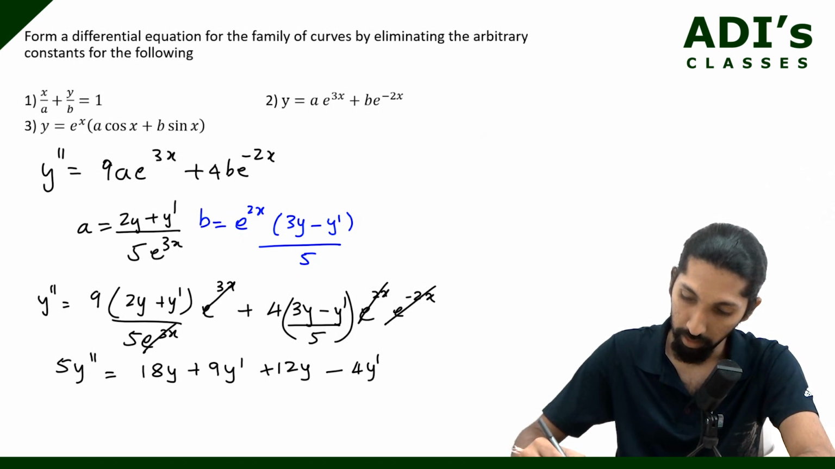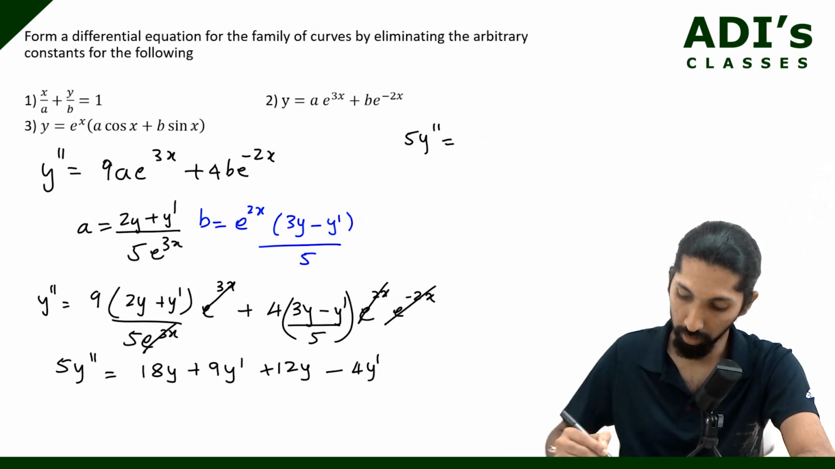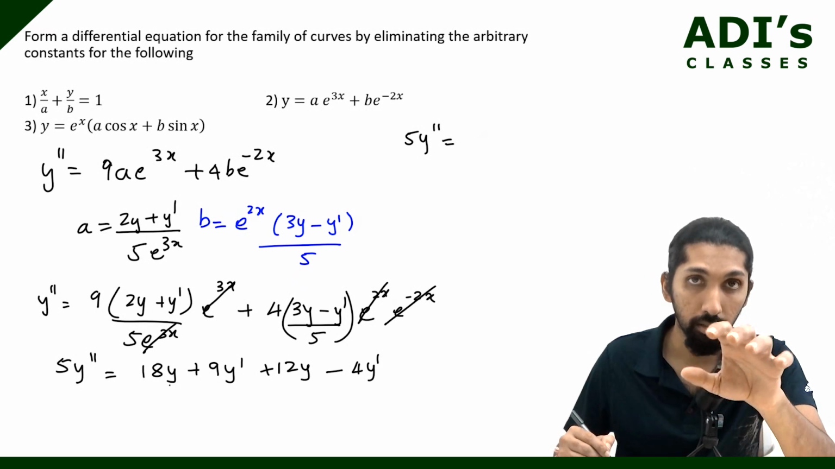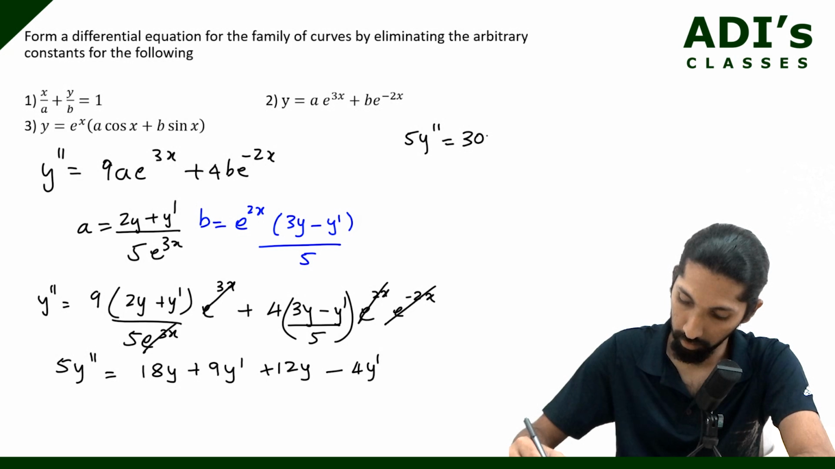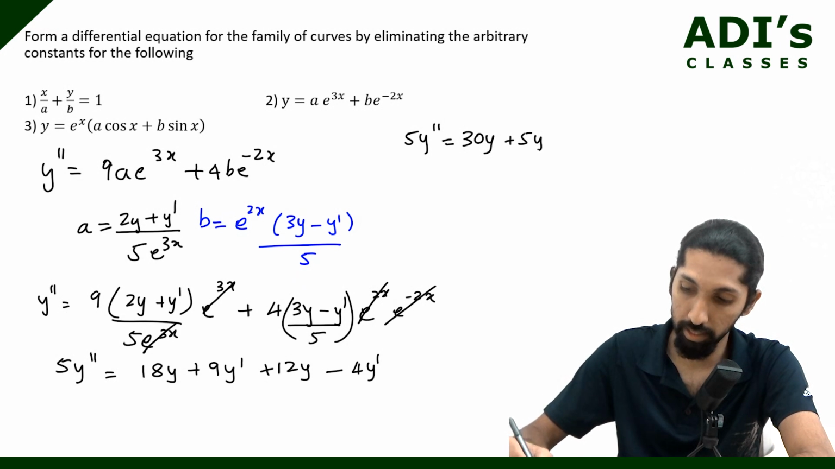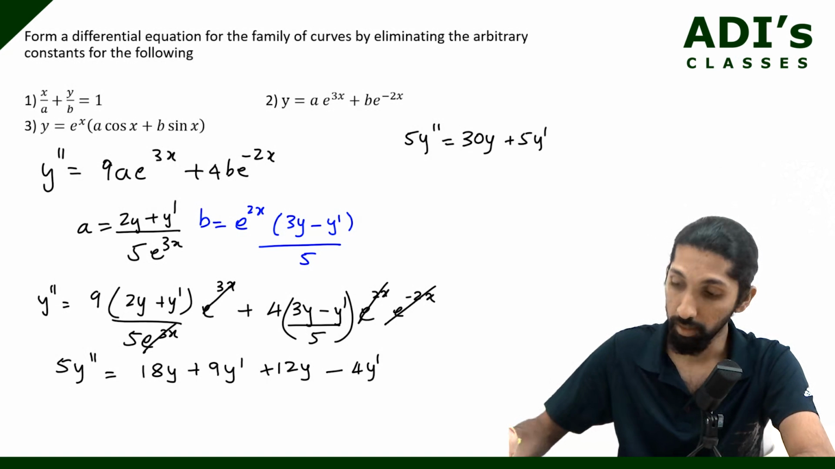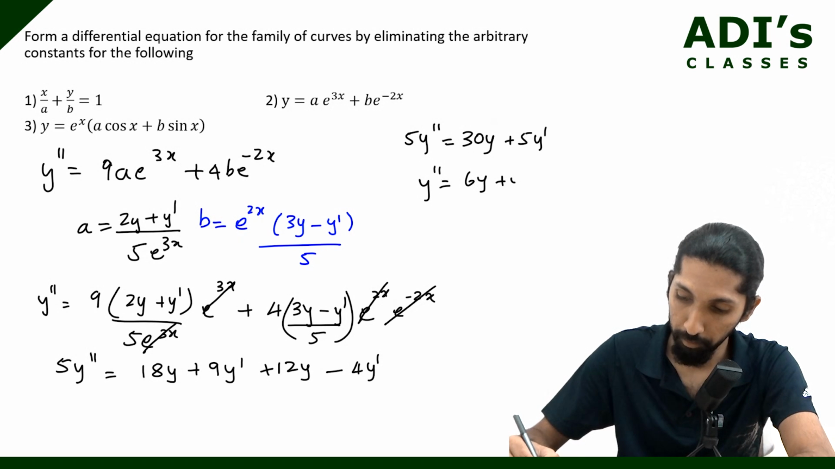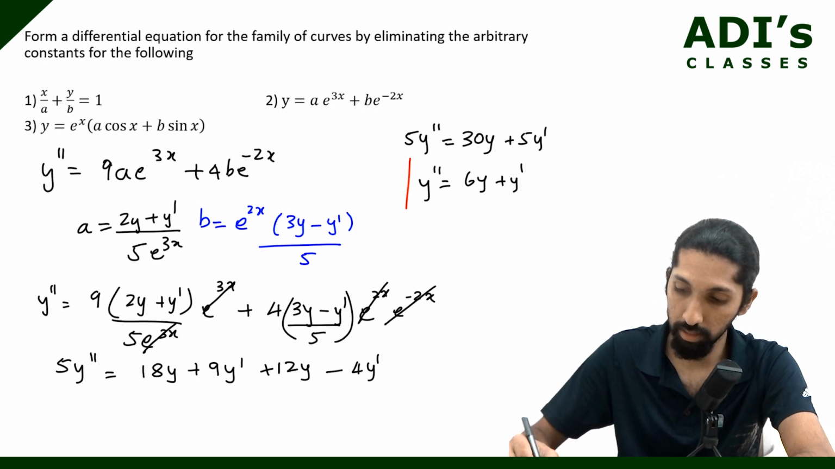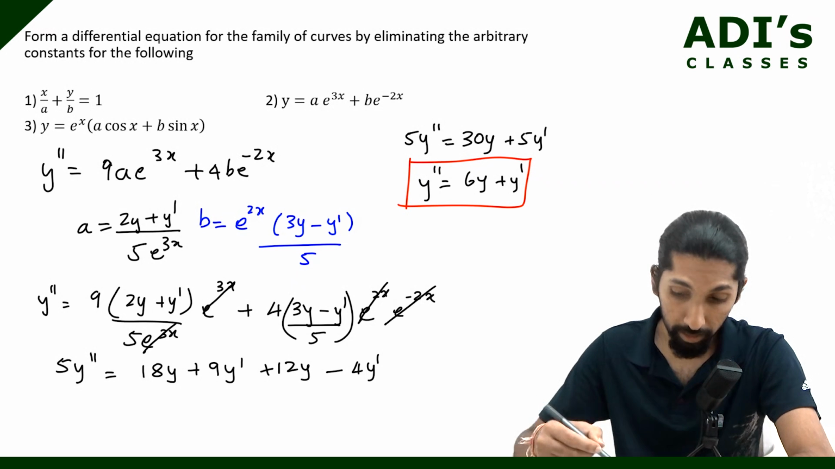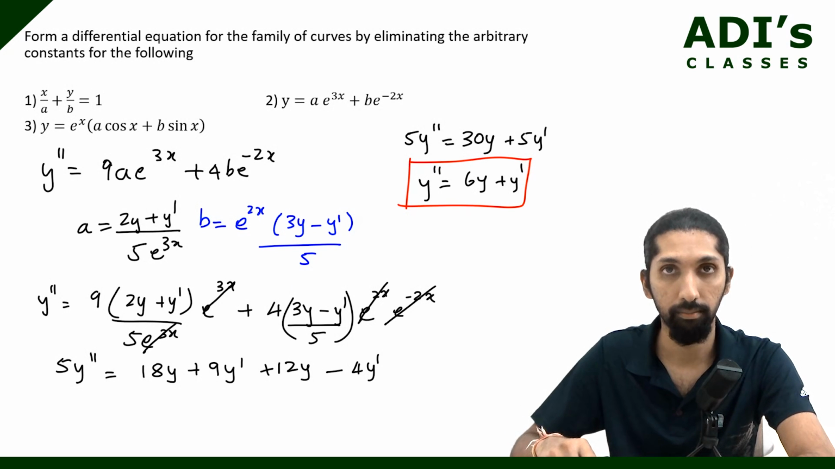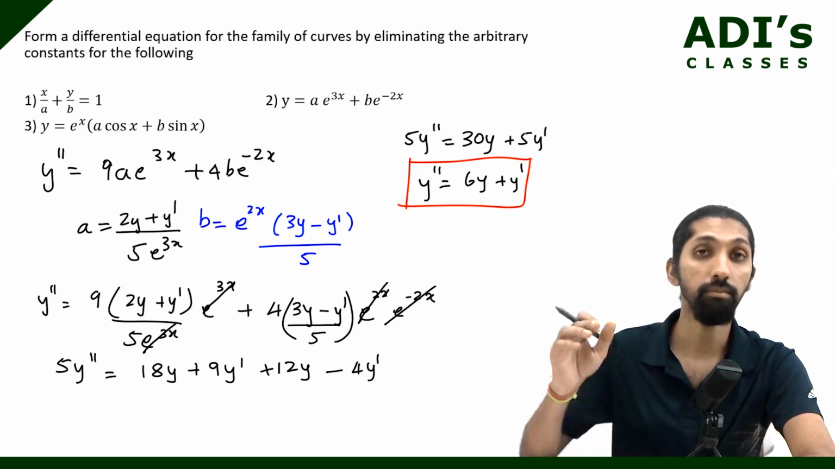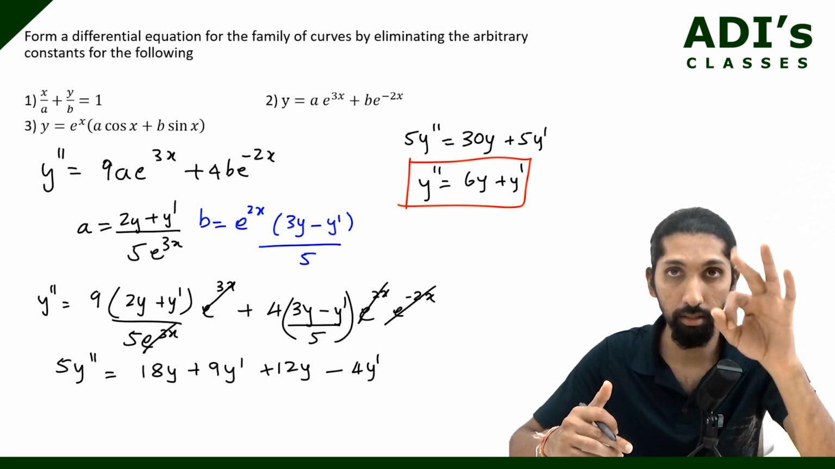So if you take it this way, 5y double dash is equal to 18y plus 12y, correct? So 18 plus 12 is going to give us 30y plus 5y dash. Divide this by 5, and you're going to get the answer as y double dash is 6y plus y dash. So this is the differential equation where we have eliminated the arbitrary constants. Fair enough? This is the answer for the second question. Now we are going to move on to the next one, that is the third question.